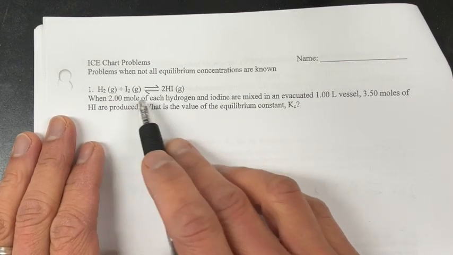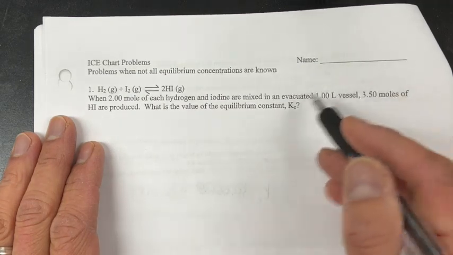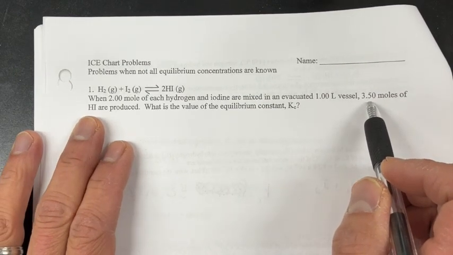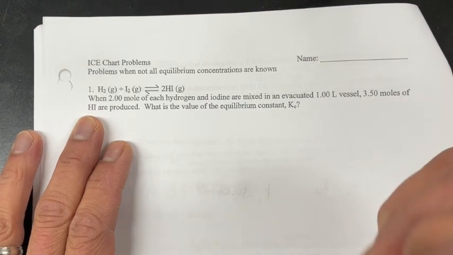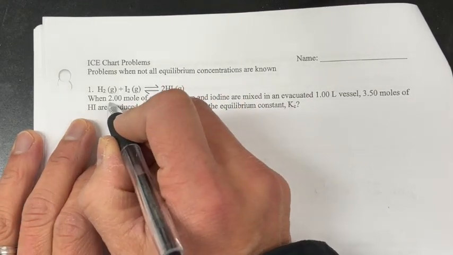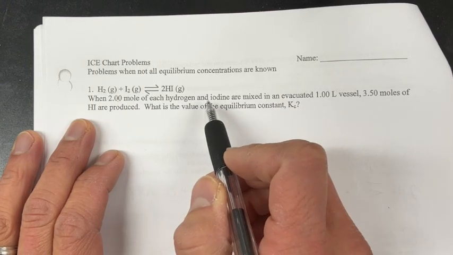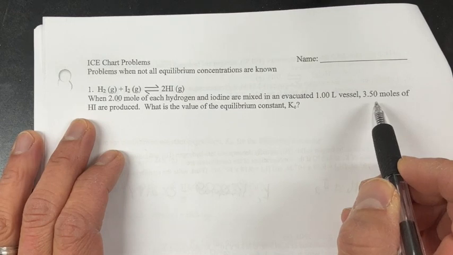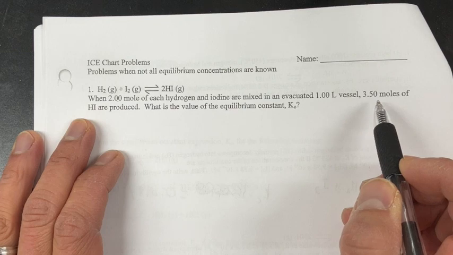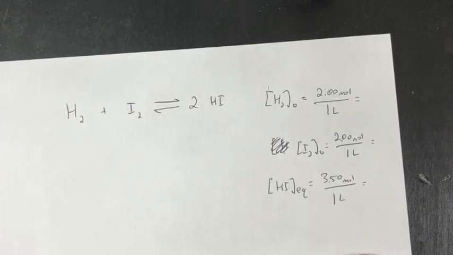2 moles of hydrogen and 2 moles of iodine mixed in an evacuated 1 liter vessel. Evacuated means there's nothing in it beforehand. And then 3.5 moles of HI are produced. So what we have to do in this type of question is we have things that are initial values. So something like the hydrogen and iodine are initial values. And then this here is an equilibrium value, which is what happens after the reaction settles to an equilibrium. So I have this information here.